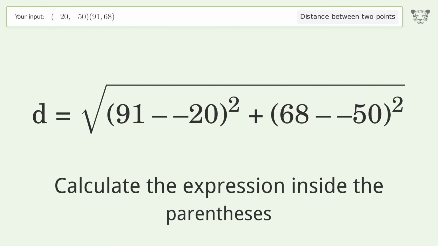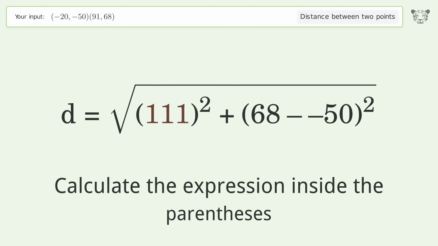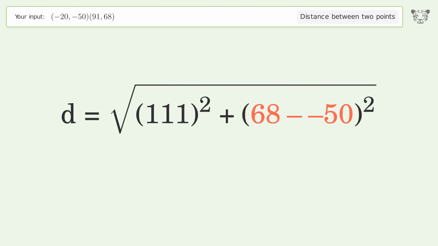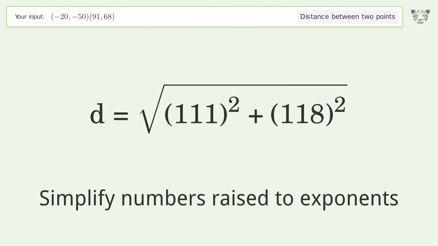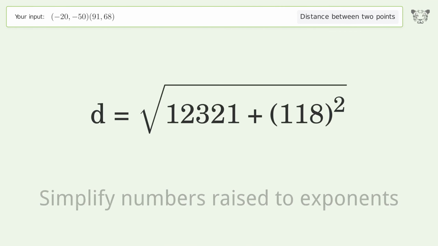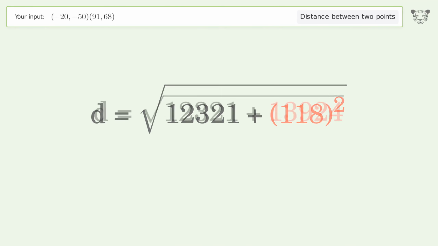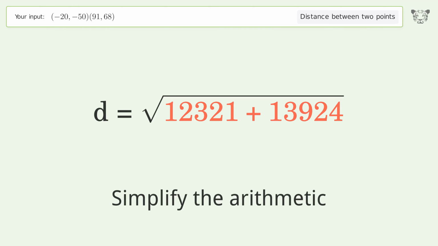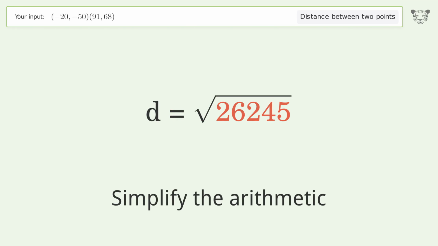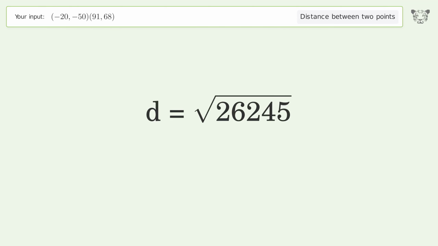Calculate the expression inside the parentheses. Simplify numbers raised to exponents. Simplify the arithmetic. And so the distance between the 2 points is the square root of 26,245 or 162.003.